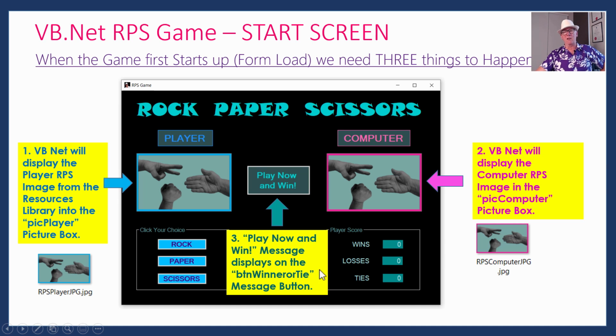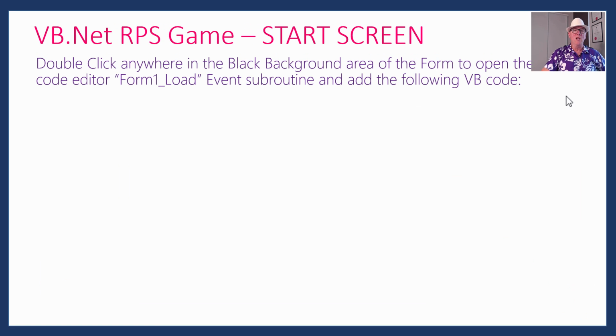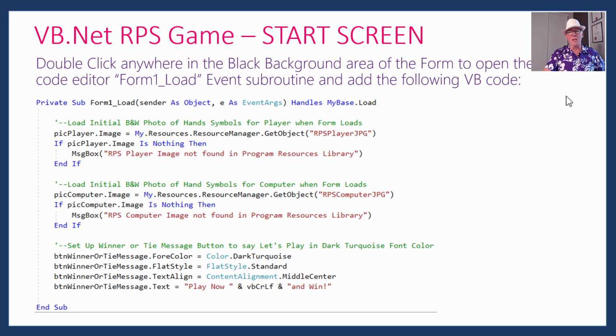All right, so we just need to get 3 things happening on the screen, and we'll do that in the form load process that's going to be coded in our program. We have done form 1 load processing before to set up initial things in programs. If you double click anywhere in that black background area of the form, that opens up the form 1 load event. And in that form 1 load event, remember we wanted that blue frame picture for the player of their options loading up in the picture box.